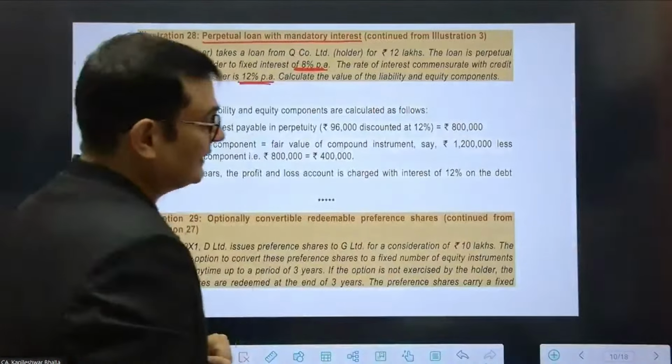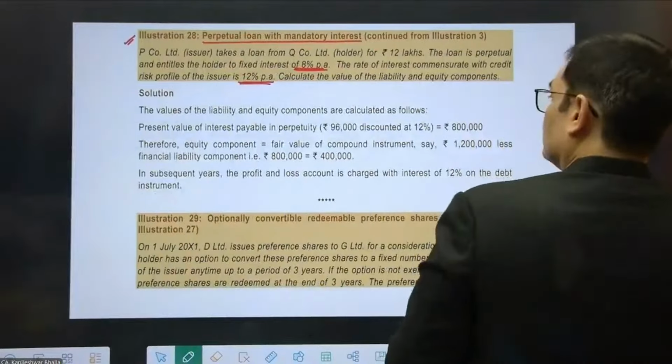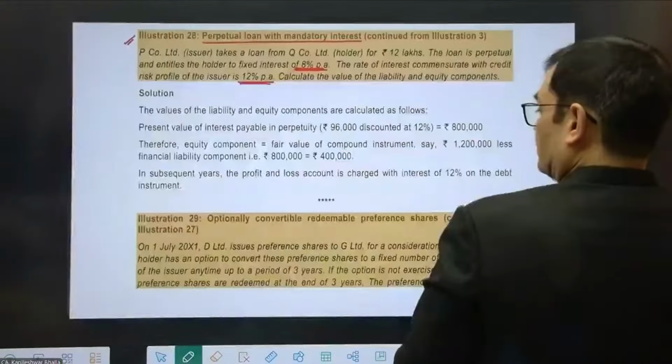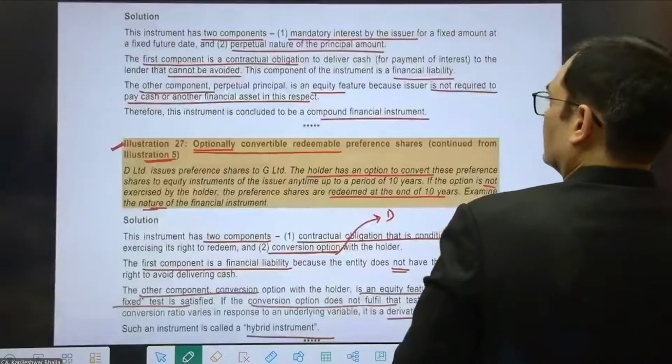So let's go to illustration number 28. I am going to solve illustration number 28 here, but before I solve it, what we need clarity on is the presentation under Ind AS 32. I never gave you the presentation, and it is Ind AS 32 before we solve. Let's give you a look now.